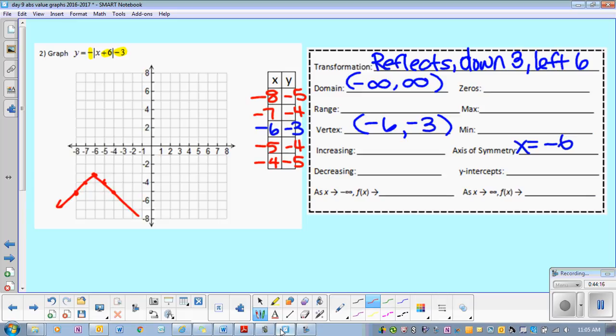Oh my goodness, how pretty. Yeah? When you guys are done graphing, just look up.